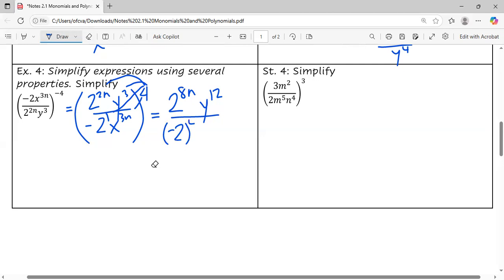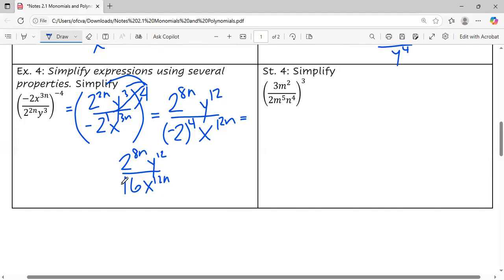So -2 to the 4th, because we have an even power, and x to the, remember, you're multiplying everything, so x to the 12n. So now the only thing you can do here is simplify that -2 to the 4th. Y and x are different bases. There's nothing you can do about 2 to the 8n. We don't even know what n is. We don't have the value of that. So 2 to the 8n, y to the 12, over -2 to the 4th is going to give you a positive number. And that's going to be positive 16. So that gives you 16 on the bottom, x to the 12n.